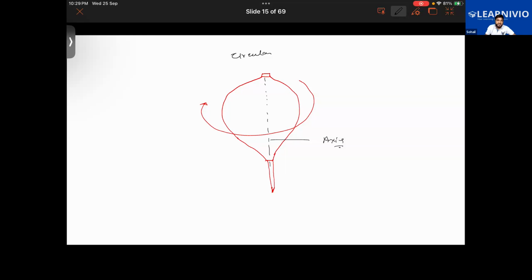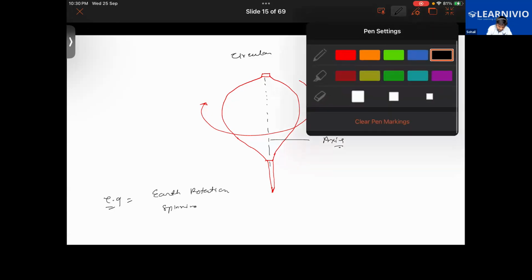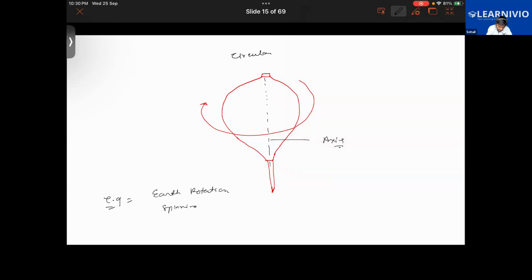So what are some other examples of rotational motion? The Earth spinning about its axis. And a fidget spinner. Fidget spinner, good. Earth rotation, we have the example of a spinning top here. What is a fidget spinner? Like you guys would have seen, a fidget spinner.